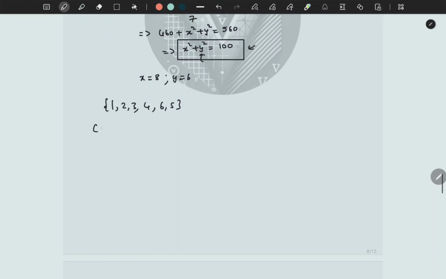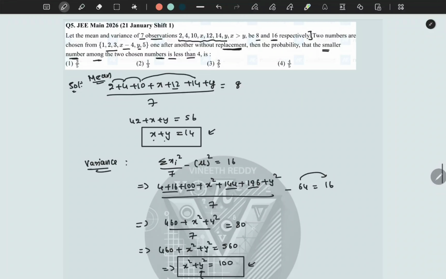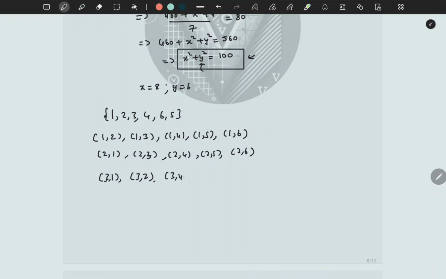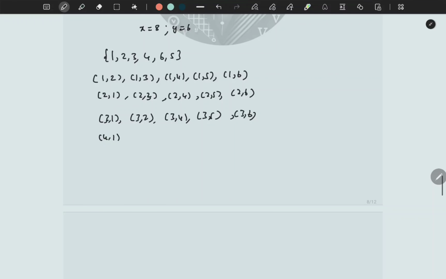The two chosen numbers can be something like this: 1 comma 2. Why am I not selecting 1 comma 1? Because they are two distinct numbers, chosen one after another without replacement. So next 1 comma 4, 1 comma 5, 1 comma 6, like that. Next we'll have 2 comma 1, then 2 comma 3 and 2 comma 4. Next we'll have 3 comma 1, 3 comma 2. Next we can have 4 comma 1, 4 comma 2 and 4 comma 3.